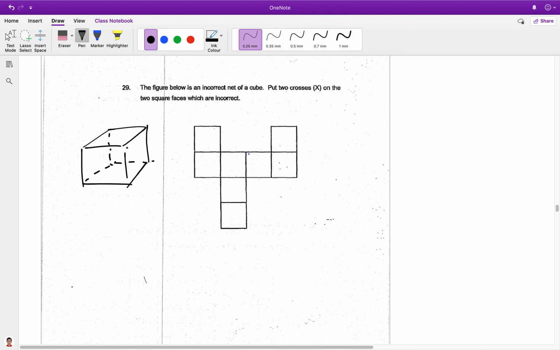How many faces does a cube have? Top, bottom, left, right, front, and back. There are 6. Here we have 8: 1, 2, 3, 4, then 1, 2, and 1, 2. So there are 2 which are not correct, they might overlap. For a cube, the 3D shape here, any 2 sides will not overlap with each other.